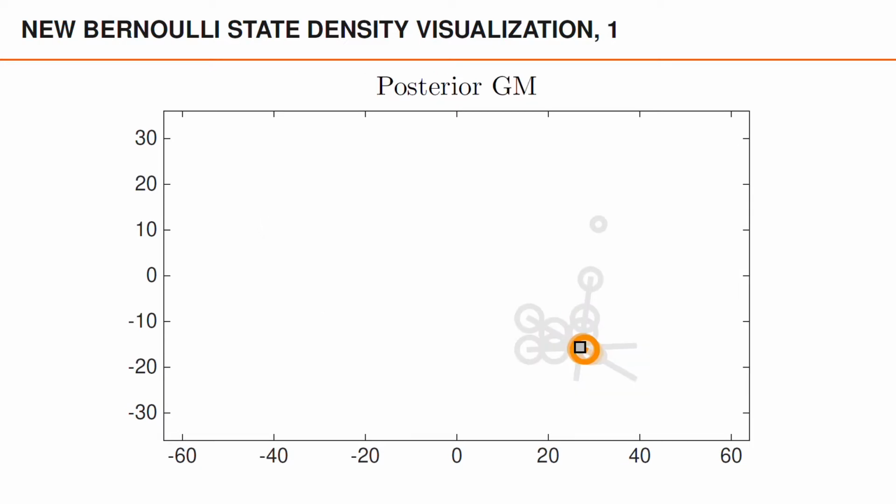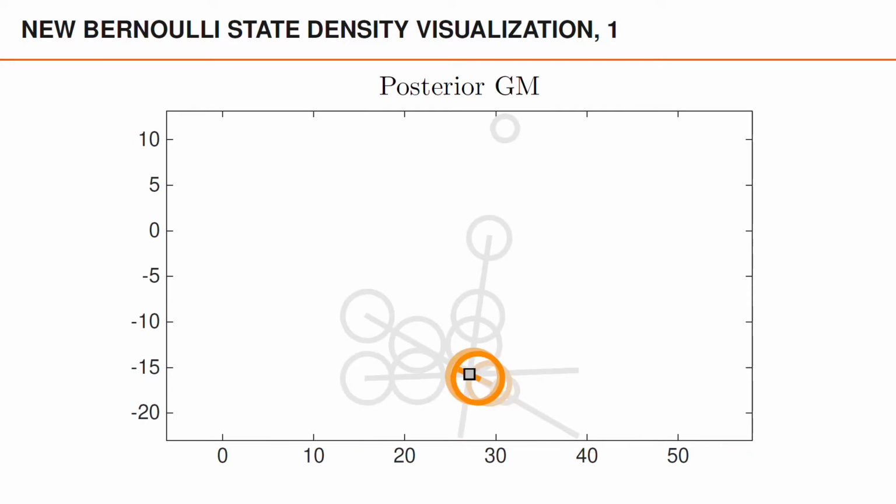In the posterior state density, we get 1 Gaussian for each Gaussian in the prior intensity. So in this example, we get 16 Gaussians. And if we zoom in, we can see a bit better in this figure. So here we have illustrated the posterior Gaussian mixture by drawing the covariance ellipse as well as the velocity vector for each Gaussian. Again, the different colors illustrate the weights. Orange is higher weight and gray is lower weight.